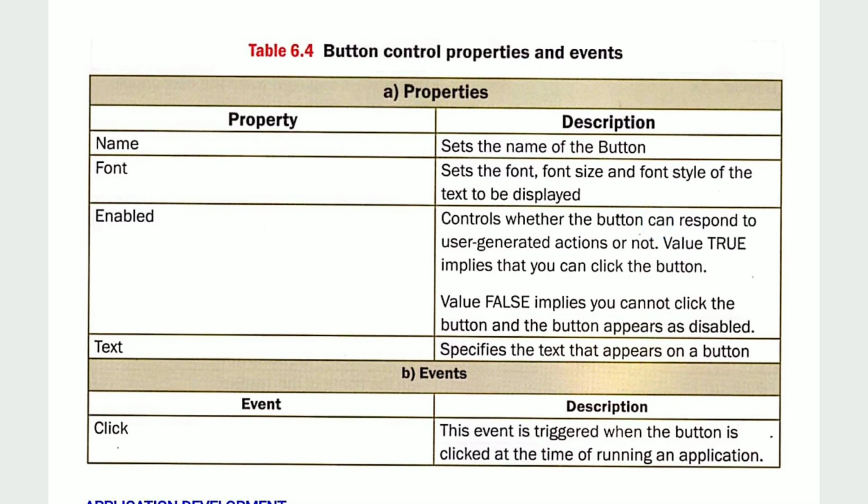The first property is the name property. As I already described, the name property is used to assign a name to the button. It sets the name of the button. The next property is the font property. If we want to set the font size and font style of the text that is displayed on the button, we use the font property.